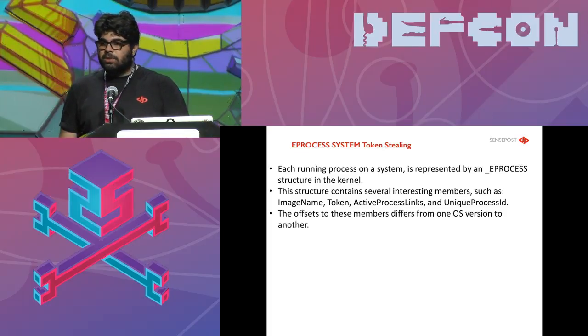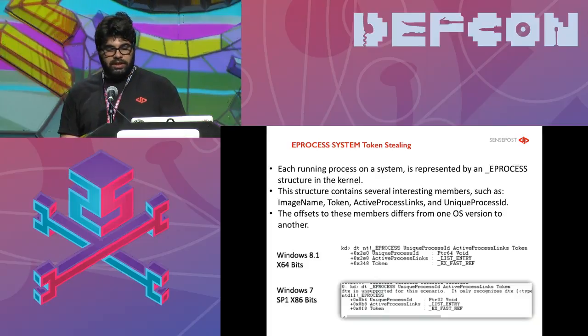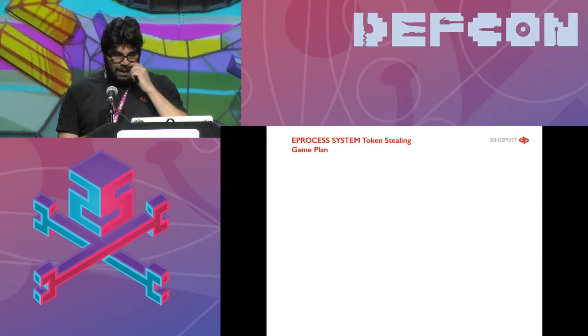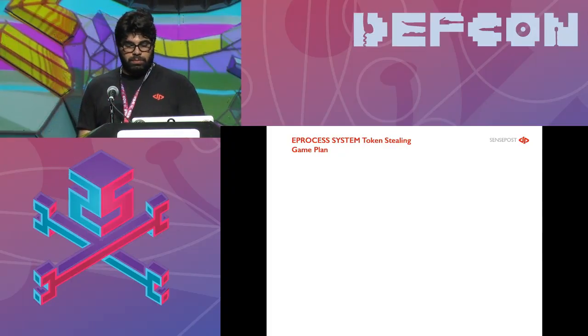The offsets to these members differ from one system to another, and specifically for this talk, we'll be covering Windows 8.1 64-bit and Windows 7 SP1 for x86, and these are the offsets to these members.